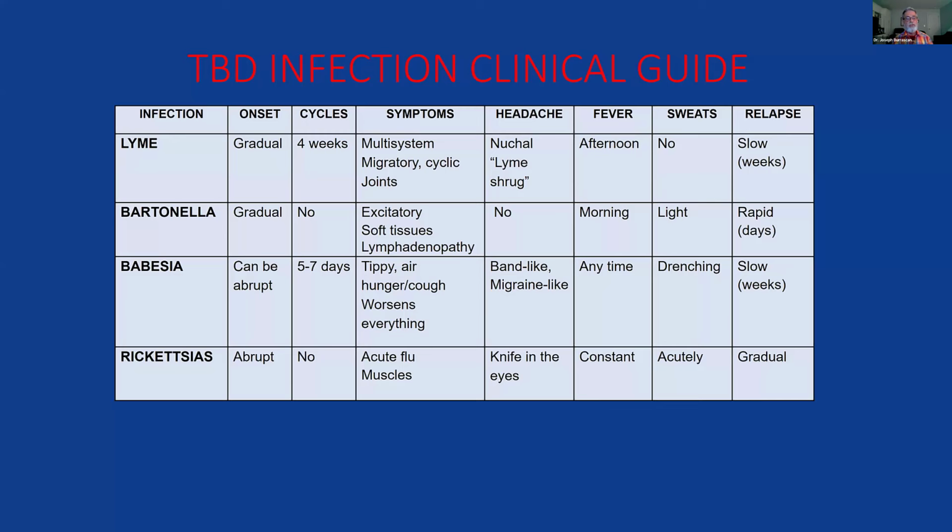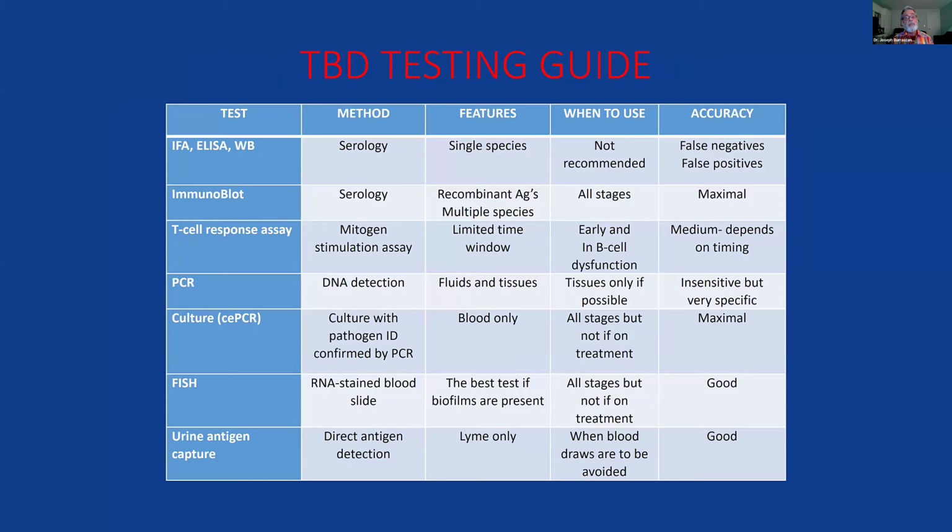Rickettsias are more of an abrupt acute illness, although it can be chronic. It's more the muscles, not the joints. The headache is not migraine-like. It's like a knife in the eyes. Fevers are day and night constantly, and there can be acute sweats. And when it comes to testing, the IFA, ELISA, Western blot, they're serologies.